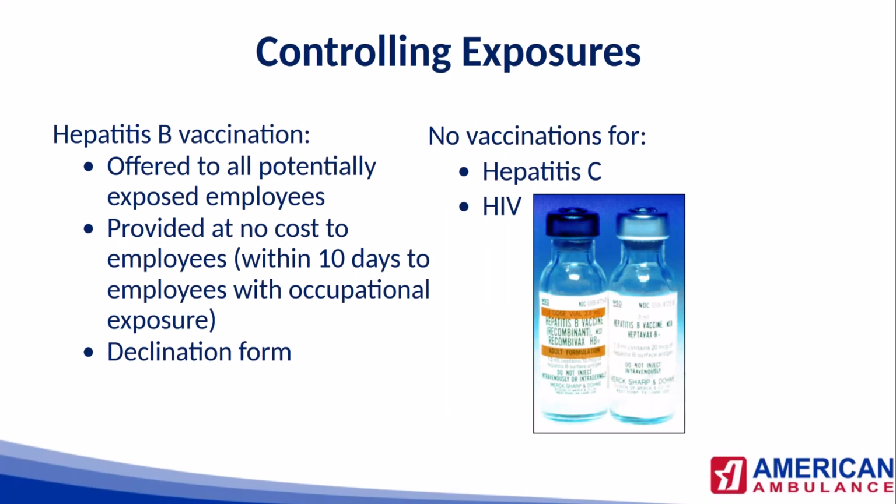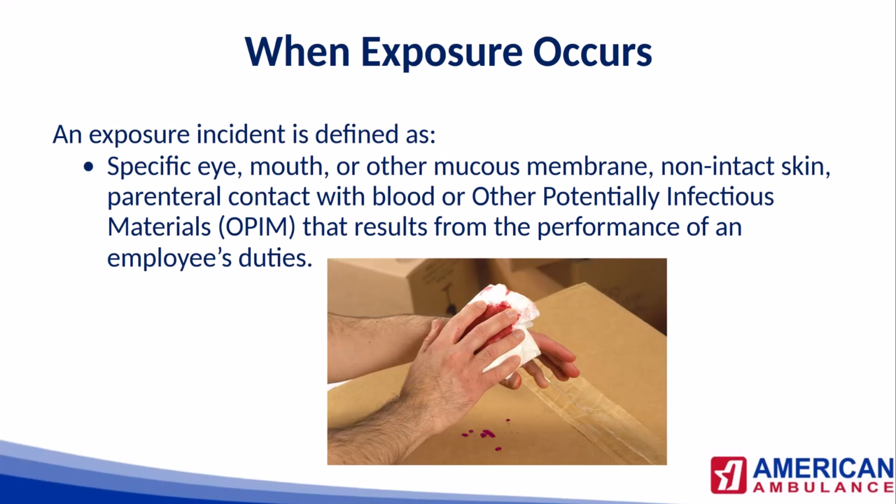According to the Bloodborne Pathogen Standard, the Hepatitis B vaccination series must be made available to all employees who have had an occupational exposure. However, employees have the right to refuse the hepatitis B vaccination and any post-exposure follow-up. In the event that this occurs, a declination form must be completed and signed. An exposure incident is a specific eye, mouth, other mucous membrane, non-intact skin, or parenteral contact with blood or other potentially infectious materials, as defined in the standard that results from the performance of a worker's duties.